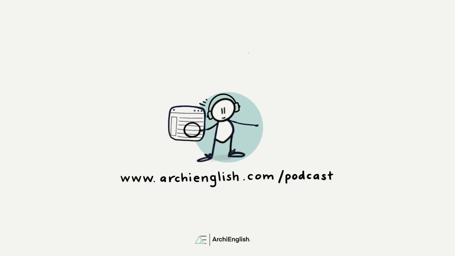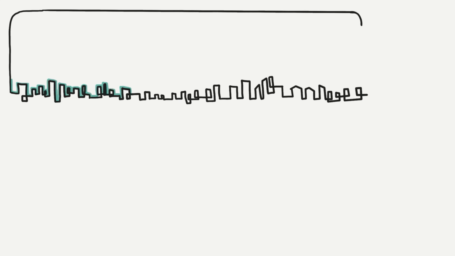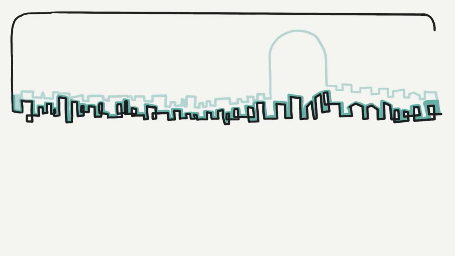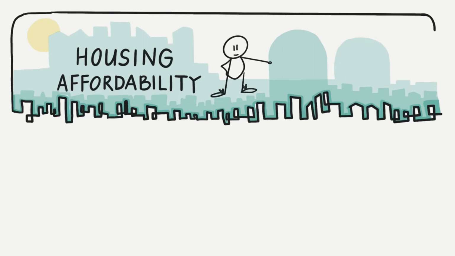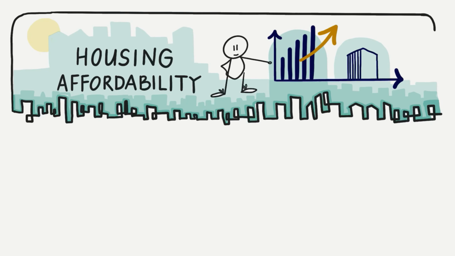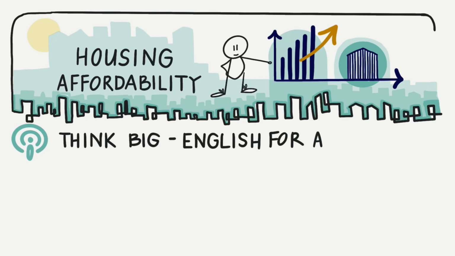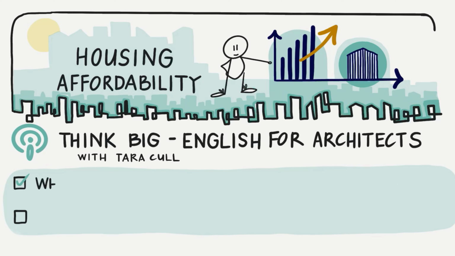If you're a fan of architecture news, you'll know that housing affordability has become a key concern for architects and designers around the world. Because after all, we all need a comfortable home to live in, unwind after a long day, and perhaps even raise our kids. But with increasing house prices, interest rates and inflation in many places around the world, this is becoming harder and harder.